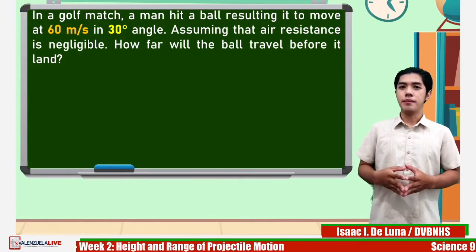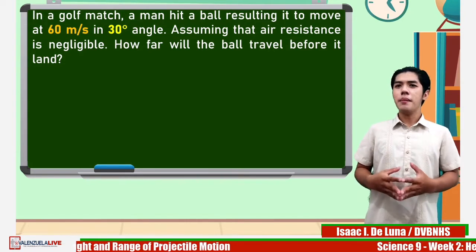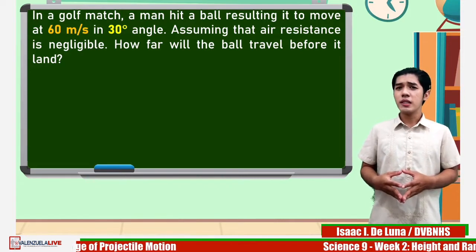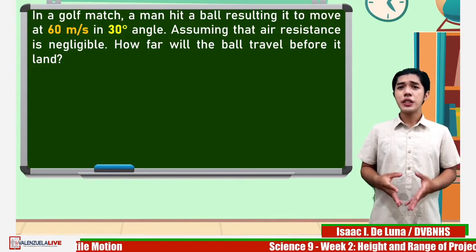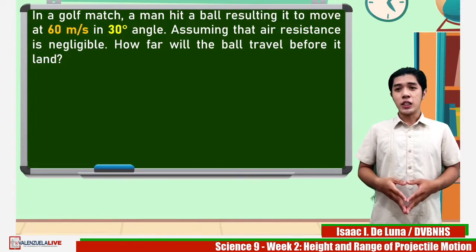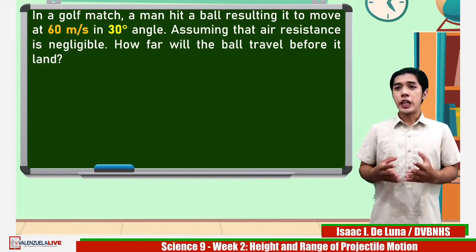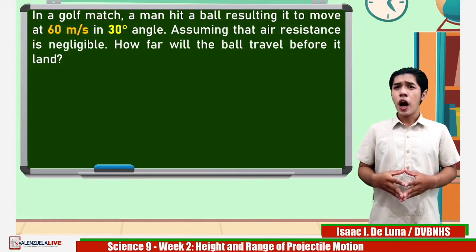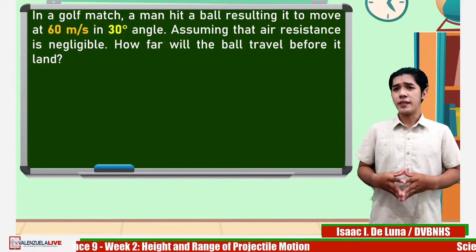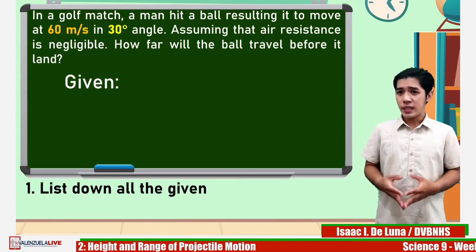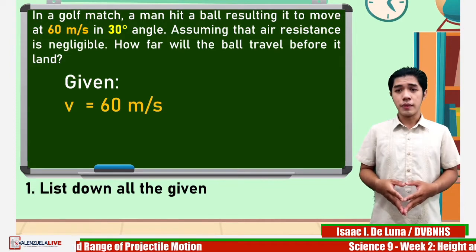Let's have this problem. In a golf match, a man hit a ball resulting it to move at 60 meters per second in 30-degree angle. Assuming that air resistance is negligible, how far will the ball travel before it lands? We're going to do 5 easy steps in order to solve this problem.